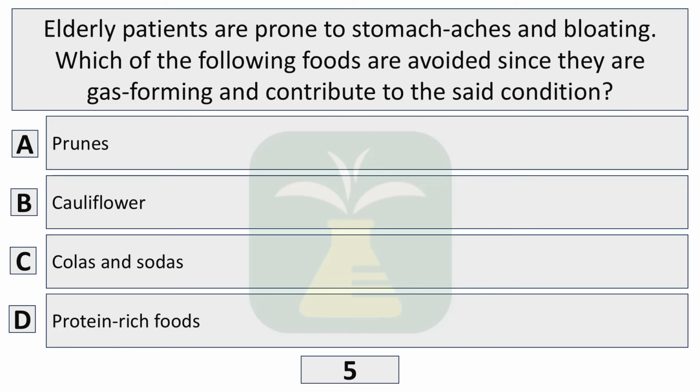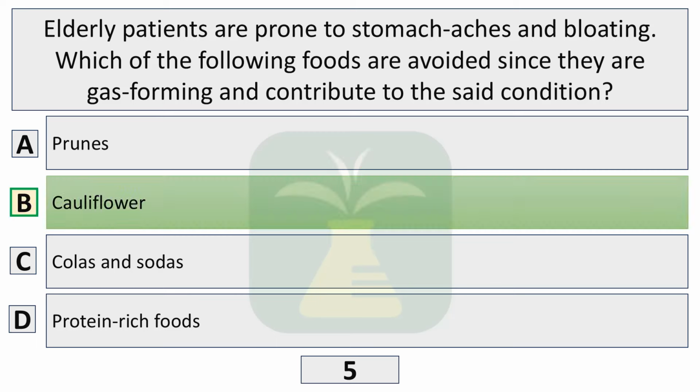Elderly patients are prone to stomach aches and bloating. Which of the following foods are avoided since they are gas-forming and contribute to the said condition? A. Prunes. B. Cauliflower. C. Colas and sodas. D. Protein-rich foods. Correct answer, B. Cauliflower. Cauliflower is gas-forming. Other examples of gas-forming foods are beans, cabbage, radishes, and cucumbers.